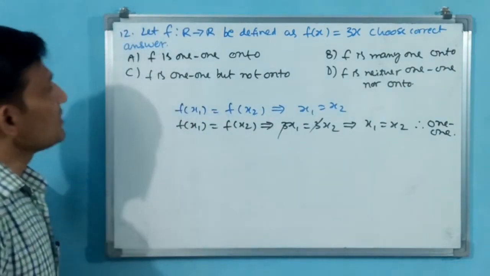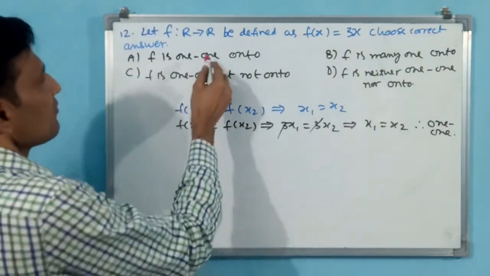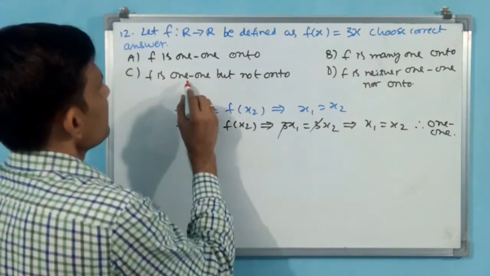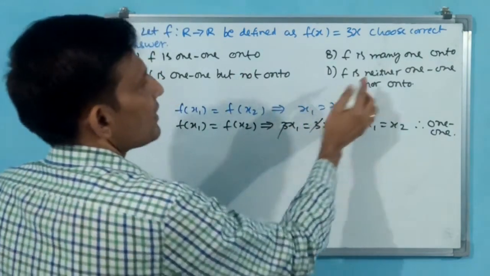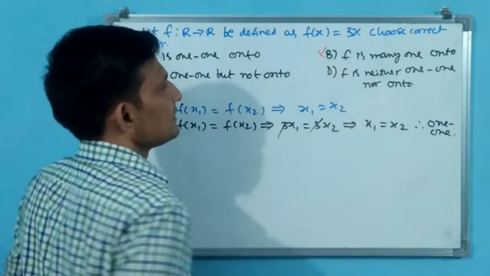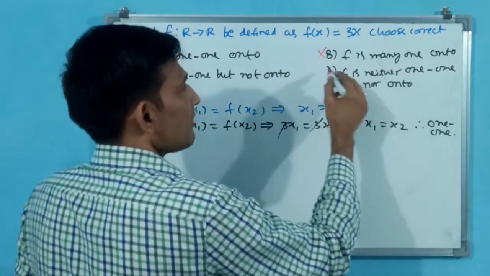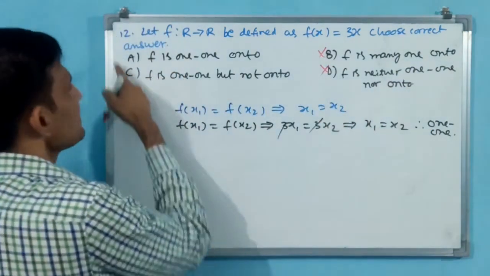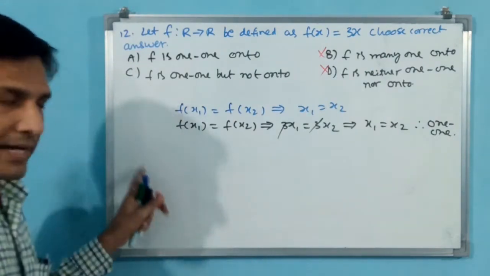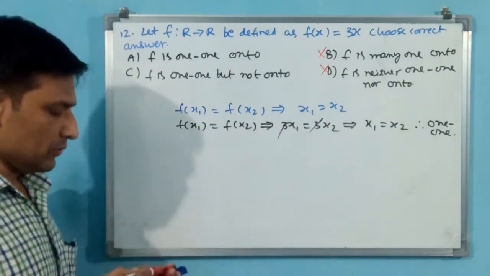Okay. Now you see which are all one-one. F is one-one. F is one-one but not onto. Okay. F is many-one. You cross this. Okay. F is neither one-one means many-one. Cross it. That means the answer is between A and C. And let us see for onto also.